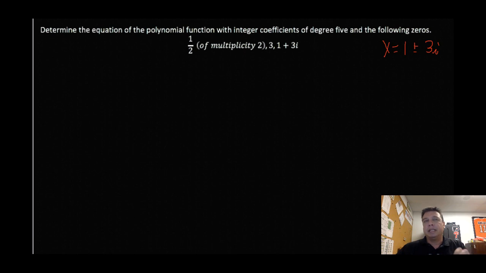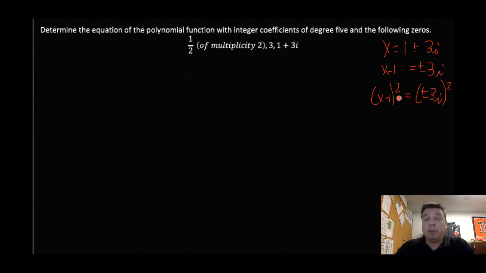What I need to do is isolate the component that has i by itself on one side. So that means I need to get this plus or minus 3i by itself. In order to do that, I have to subtract 1 from both sides. So x minus 1 is equal to plus or minus 3i. I've isolated the i, now I can square it. So I'm going to take x minus 1 squared, and that's going to equal plus or minus 3i squared.